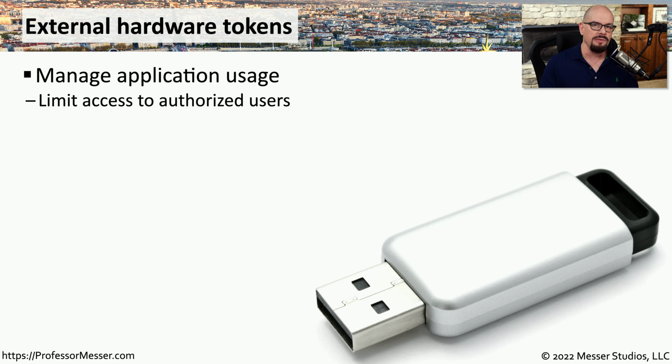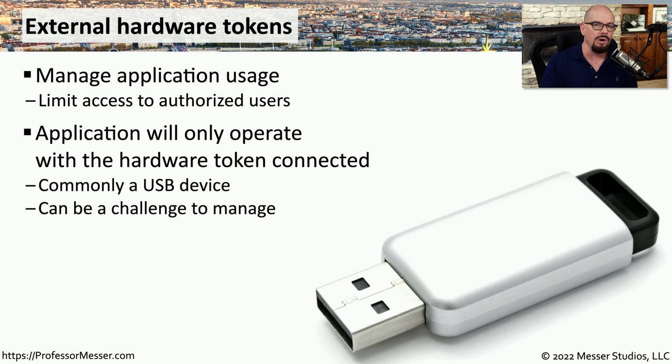One challenge that software developers often have is making sure that their applications are licensed appropriately. One way that these developers can confirm that their application is being used appropriately is by using an external hardware token like the one you see here. This is a simple USB-connected device that you would plug into your computer, and the application will only work if that hardware device is present. If the hardware device is not plugged in, the application will simply not launch.